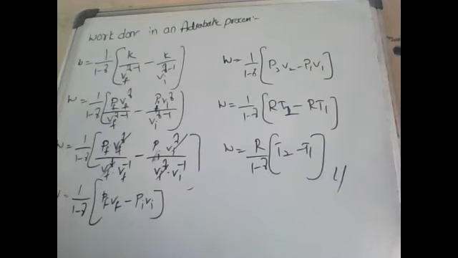First we have to define the indicator diagram. We have to define the indicator diagram after work done in isothermal process and after work done in adiabatic process.